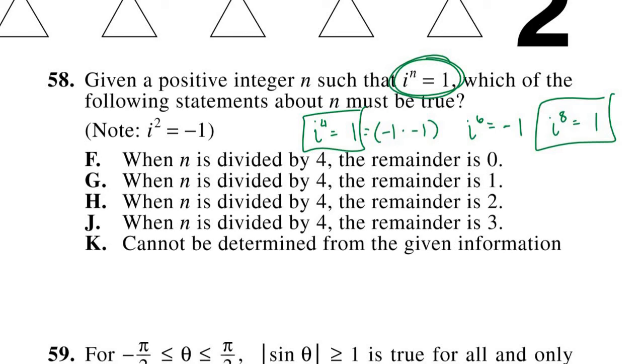So from here, we know they want to know which of the following statements about n must be true. When n is divided by 4, the remainder is, so let's just try 4. 4 divided by 4, that leaves us with 1. 8 divided by 4, that leaves us with 2. We don't have remainders in either of these, and that trend would continue. So we know that when n is divided by 4, the remainder is 0.